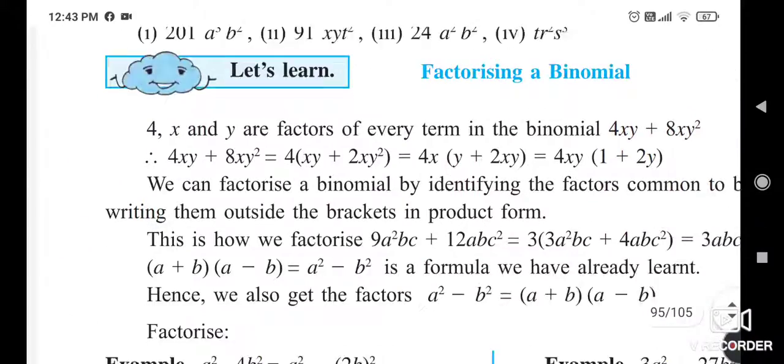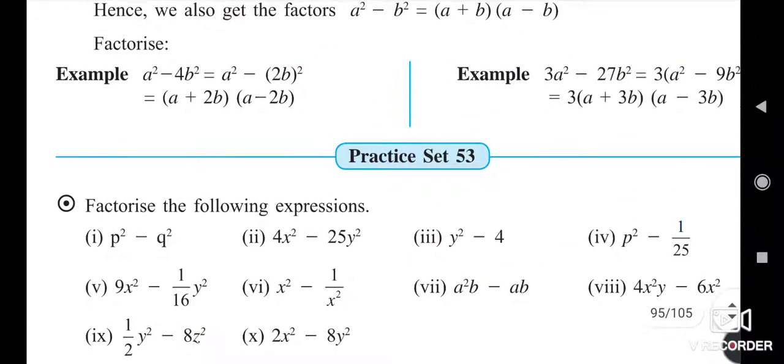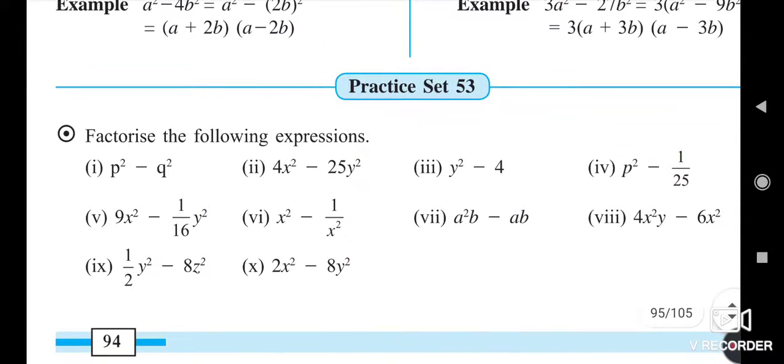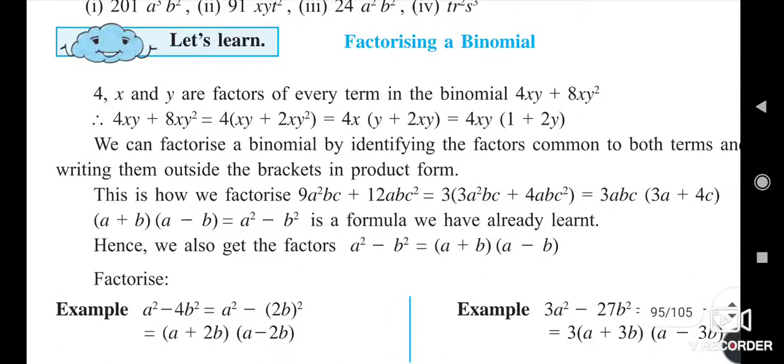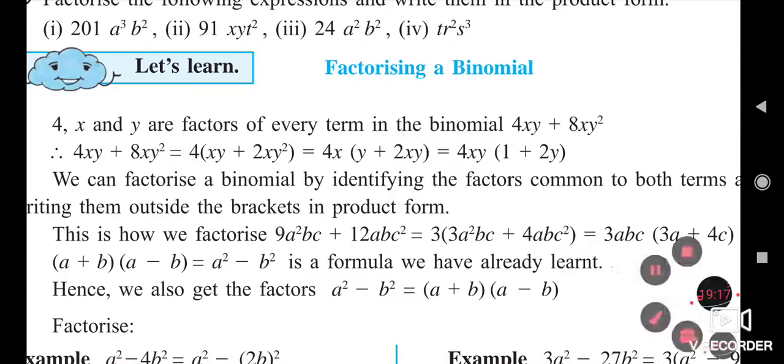Complete the exercise. Then next is the mixed exercise. Mixed examples are given in this exercise, you just solve it. Okay, the next part of the lesson we will see in our next lecture.